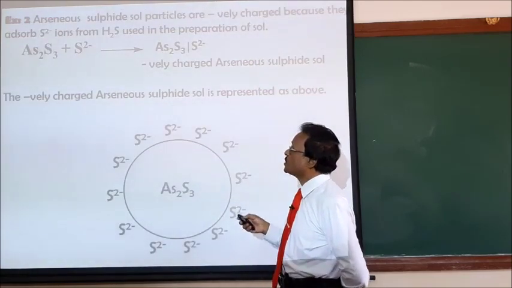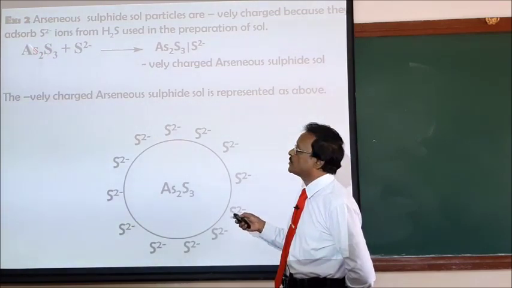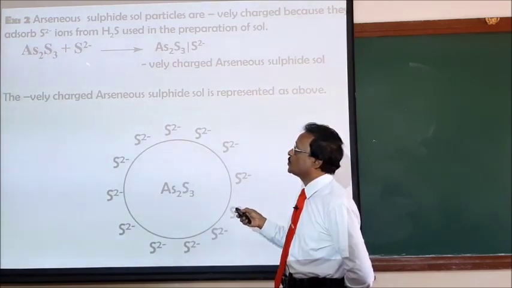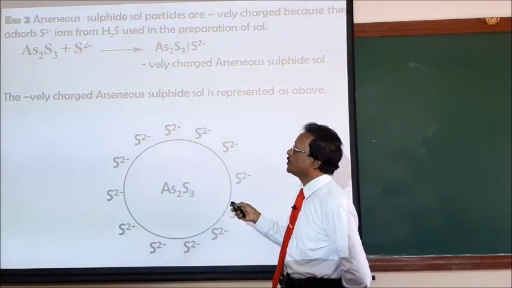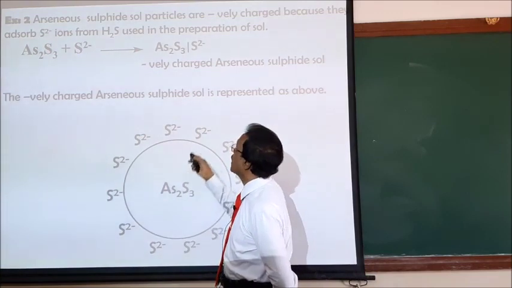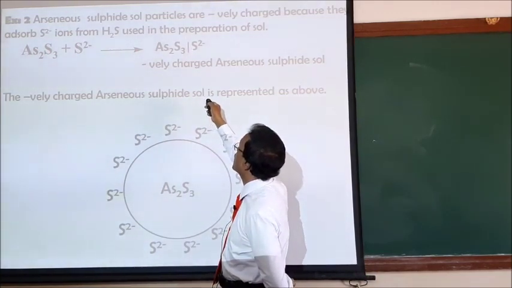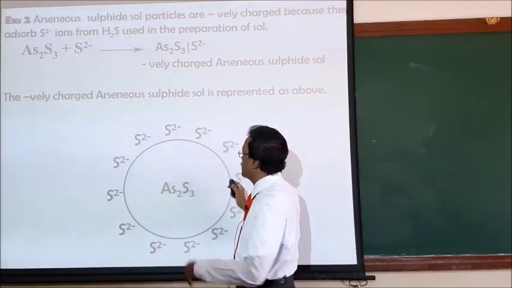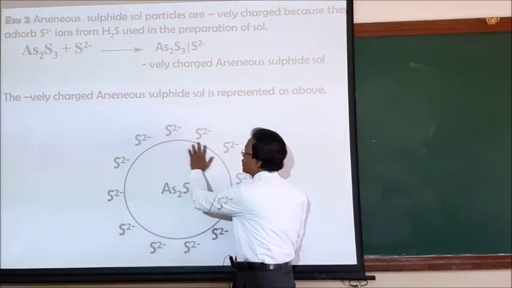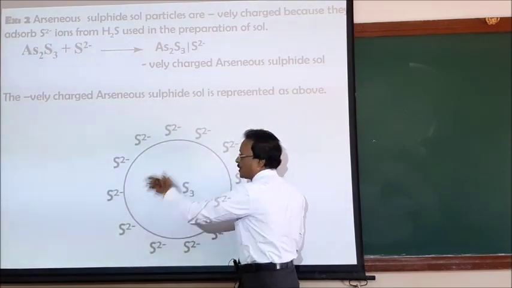Say I will take arsenious sulfide sol. This is negatively charged. How does it become negative? Because we use H2S in the dispersion medium, S2- ions are present. Arsenious sulfide adsorbs the common ion S2- on its surface. So by preferential adsorption, it develops a negative charge.